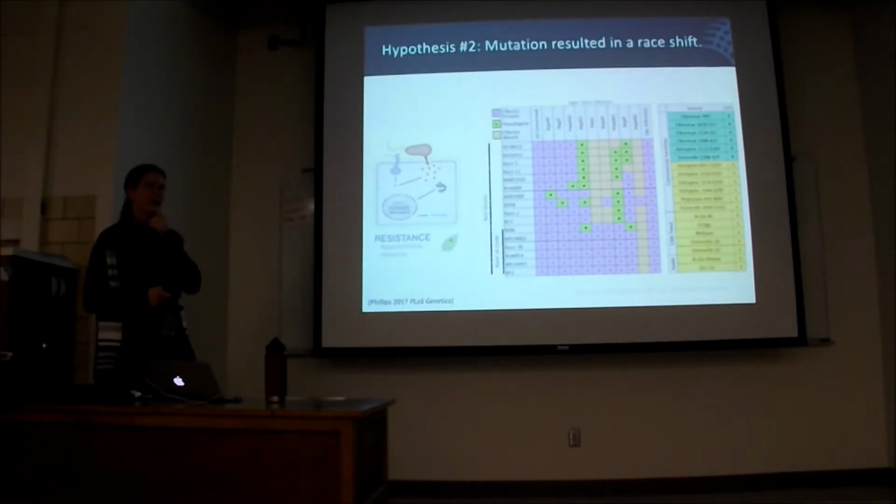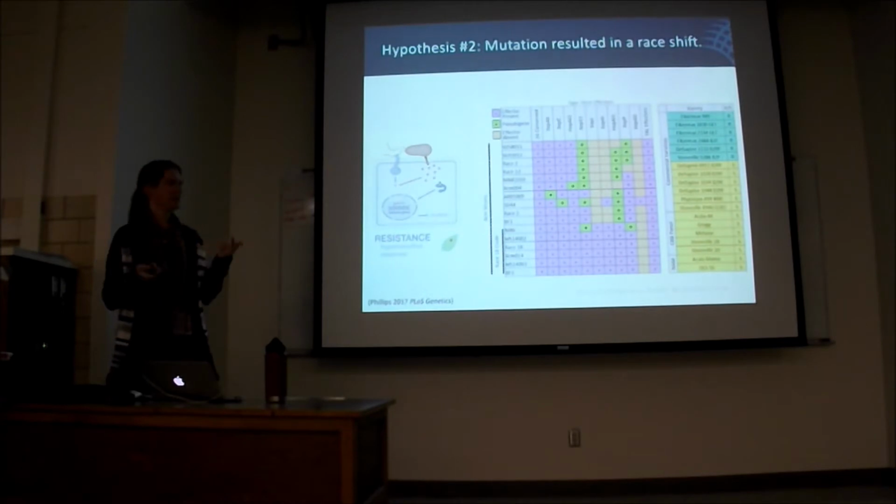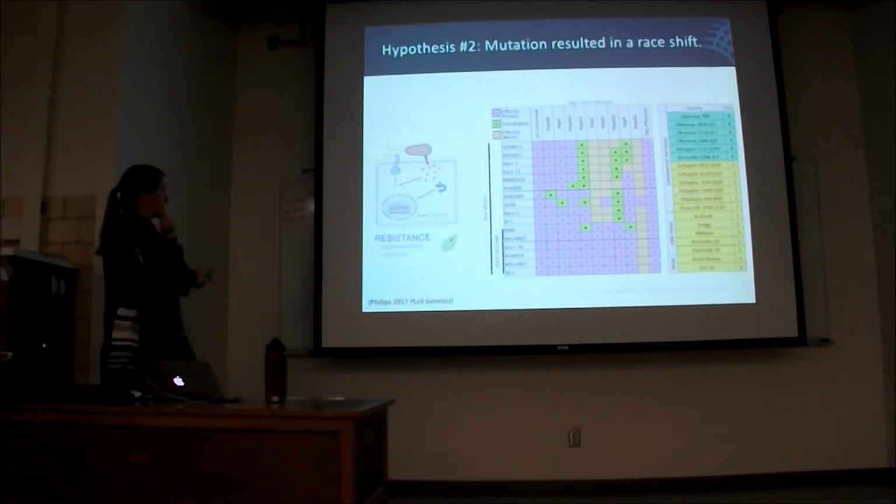Next we were thinking, well, okay, so no major phylogenetic shift, but it could still be a subtle mutation that allowed the pathogen to overcome that resistance. So the way that we decided to look at this, here I'm showing you my cartoon again just to remind you that resistance proteins interact either directly or indirectly with effector proteins. And so perhaps there had been some mutation in one of these effector proteins.